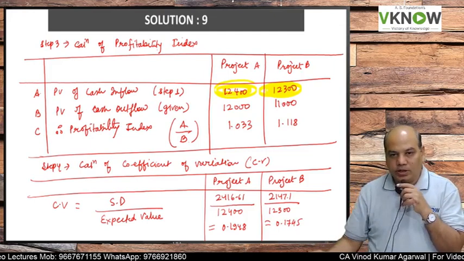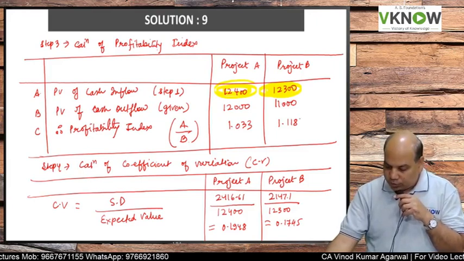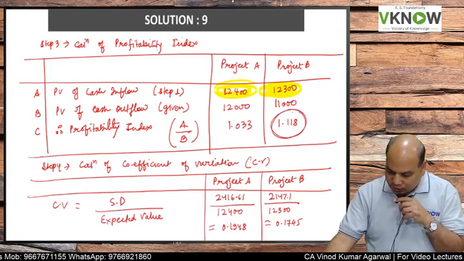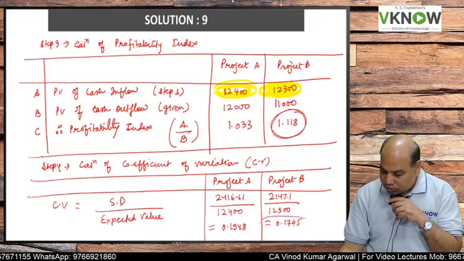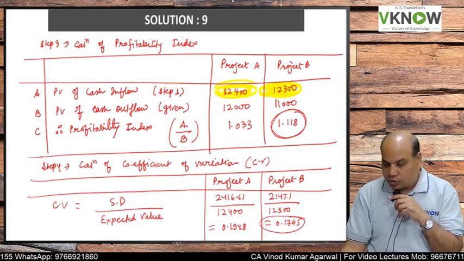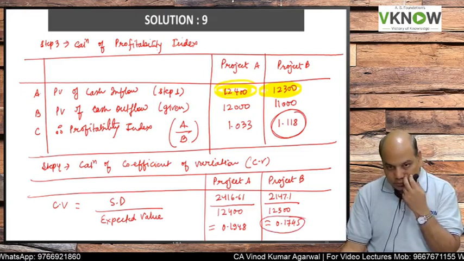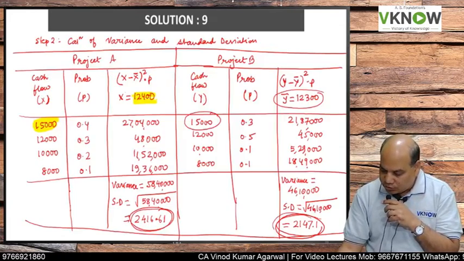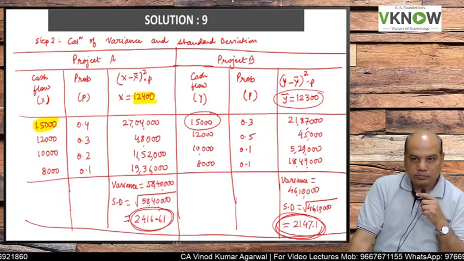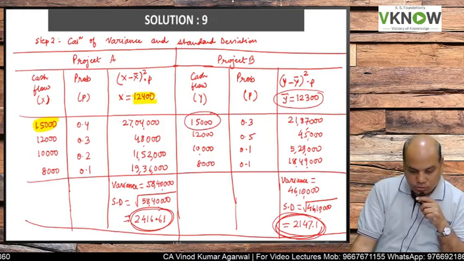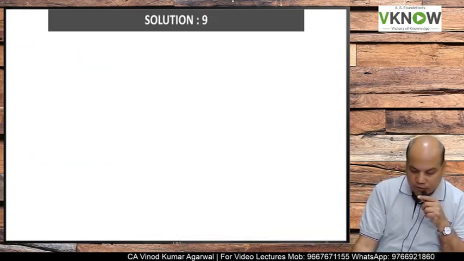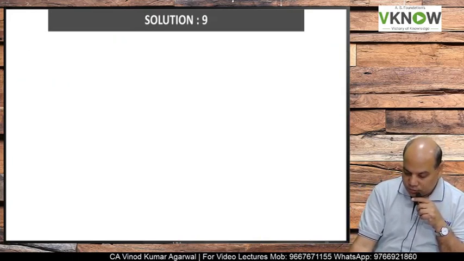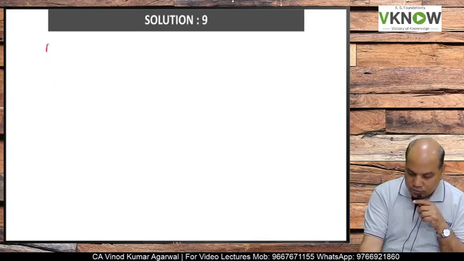Now you can answer better. If you look at the profitability index, project B has a higher profitability index and it has a lower coefficient of variation. It also has a lower standard deviation. So there are three good reasons why project B should be preferred. Okay. So write down recommendation or advice.